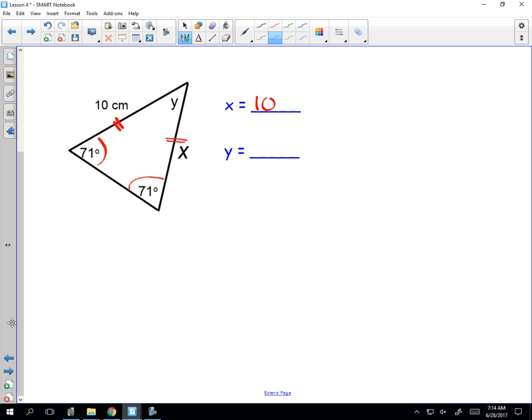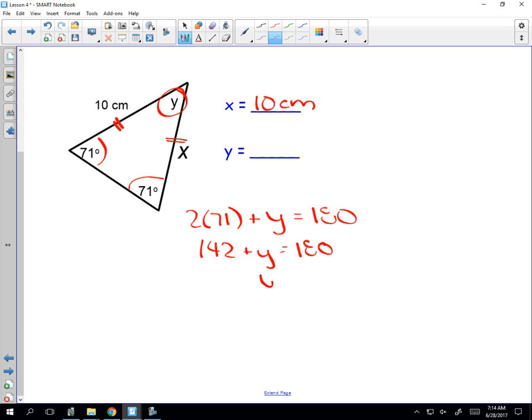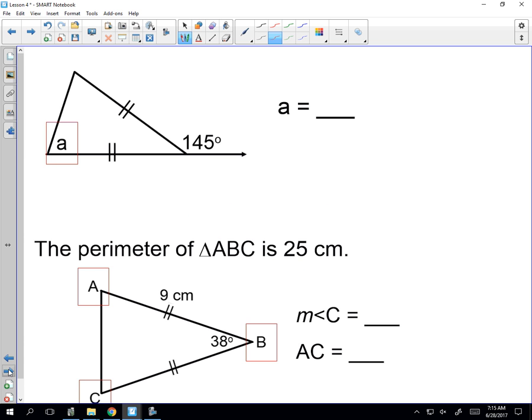So that means that x, a side length measurement, would equal 10 centimeters, and y is the leftover amount from our 180. So we have 71 twice plus y equals 180. We have 142 plus y equals 180. And then we subtract 142 from both sides, and we get 38 degrees for that upper angle. Makes sense. It's a less than 90-degree angle. We're always trying to test and make sure that when we're looking at angles, looking at answers, that they tend to match up for us.